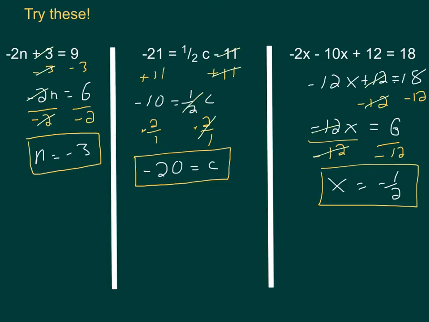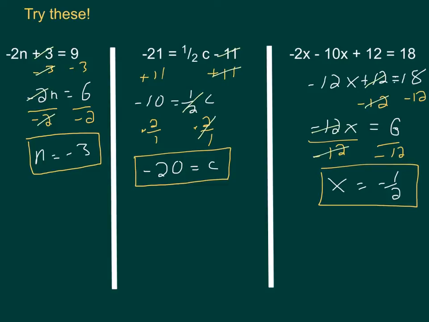Middle one, negative 20 equals c, or c equals negative 20 if you're wanting to rewrite it that way. And the big key here is I had 1/2 c, so I multiplied by 2 over 1. If you ever have a fraction that's the coefficient of a variable and you're trying to isolate that, you just multiply by the reciprocal because you'd have to divide by the original fraction. So rather than dividing by 1/2, I'm multiplying by 2 over 1. Do that to each side and I get negative 20.